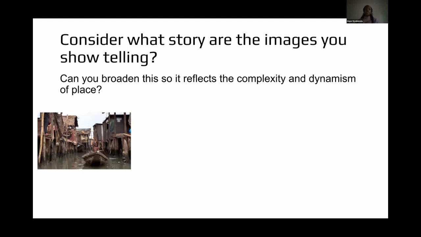And then also consider what stories the images that you show are telling. For example, coming to the end, a picture here is of Makoko, the informal settlement in Nigeria on Lagos Lagoon. This image alone is quite drab. What I take away from it is that it looks quite Victorian-like, a pre-industrial kind of vibe. But that's not what's happening here in Lagos at all.